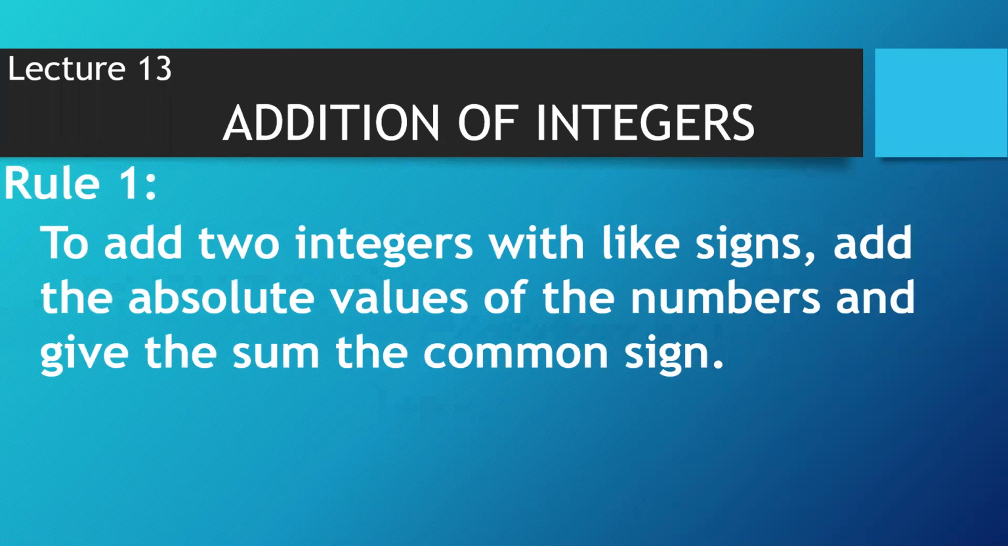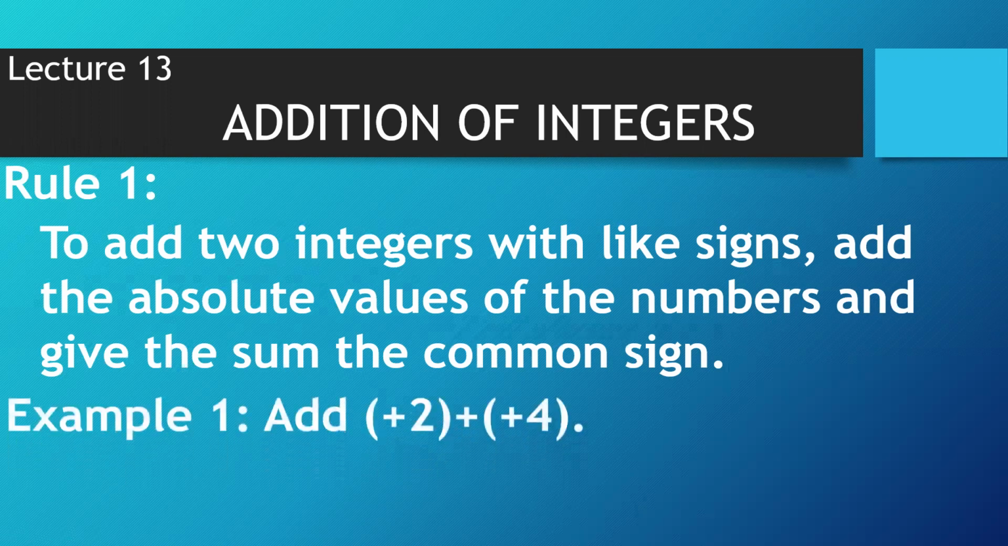When you want to add two integers with like signs, you add the absolute values of the numbers and give the sum the common sign. For example, you want to add +2 plus +4. So let's see, +2 and +4 are like signs.